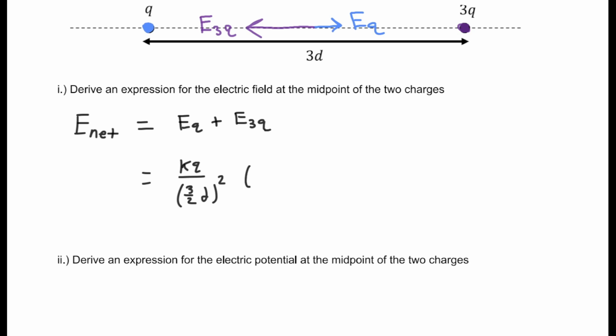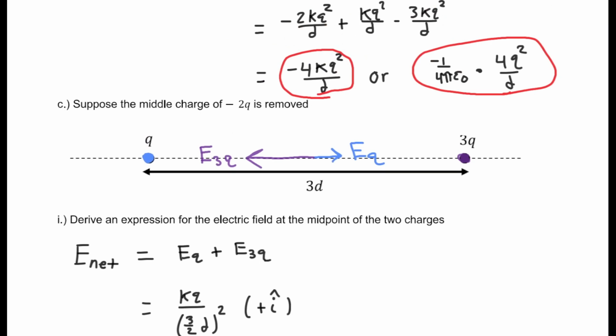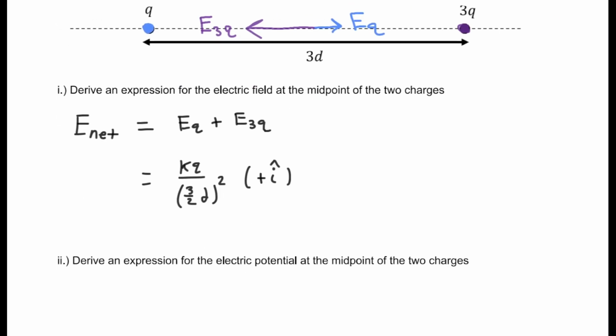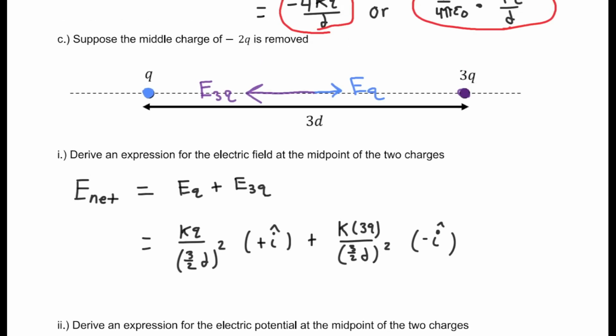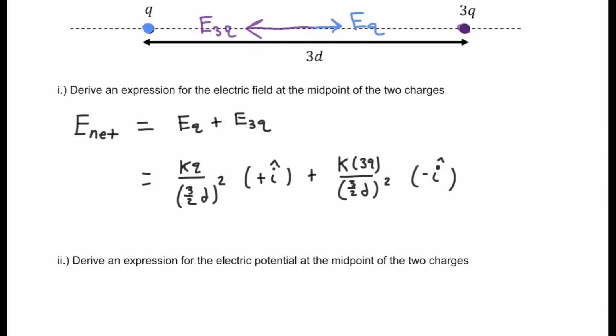And this would contribute in the positive I hat direction for the first charge, because we said it's to the right. So again, this is why it's important to draw the picture, so you know what unit vector to draw. And then, similarly, we just have a 3Q for our second charge. And this would have the opposite unit vector of minus I hat, because the 3Q would be pushing to the left. And now we can try to simplify this as much as we can.